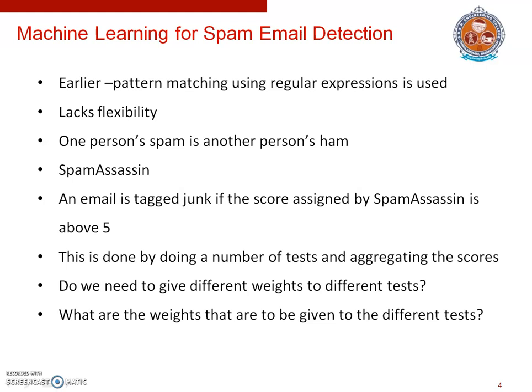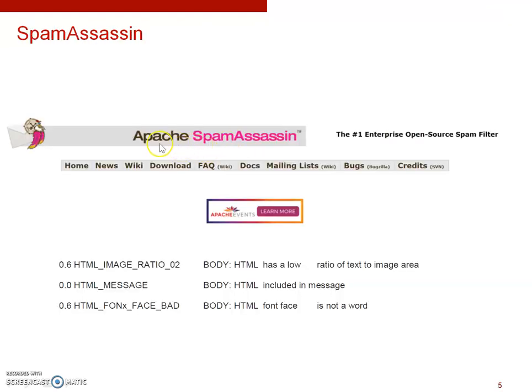SpamAssassin is a widely used open source spam filter. It tags an email as a junk or spam email if the score calculated by SpamAssassin is above 5. This is done by doing a number of tests and aggregating the scores of all the tests. We can see SpamAssassin by Apache here. For example, what are the tests that SpamAssassin does? Here are some examples of the tests SpamAssassin does.